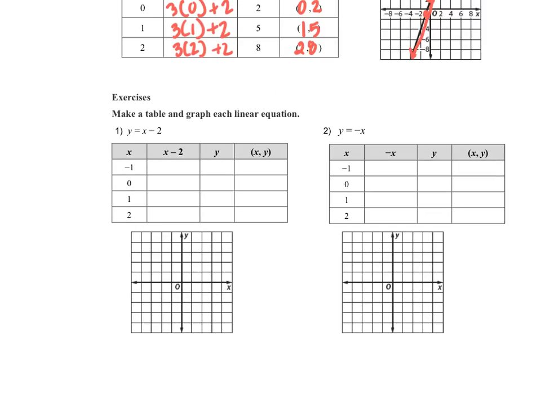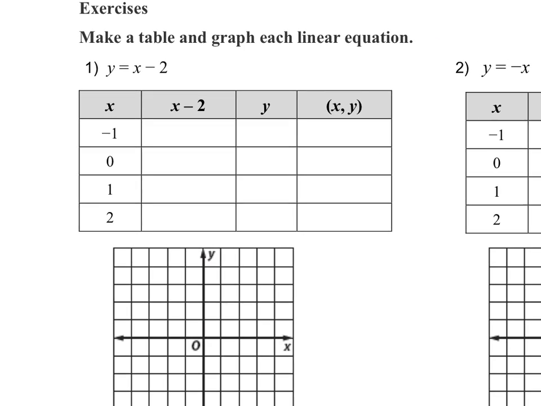Okay, let's look at the second graph. So right here we have an equation, y equals x minus 2. Our first number is negative 1, so I'm going to plug in negative 1 minus 2. Every time, I'm plugging in whatever number they give me in for x in the equation. Negative 1 minus 2 is negative 3. So our point is (-1, -3).